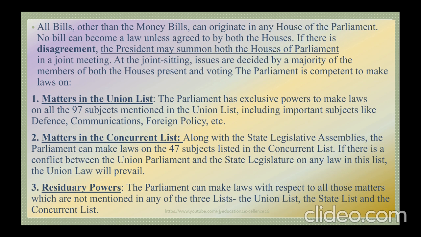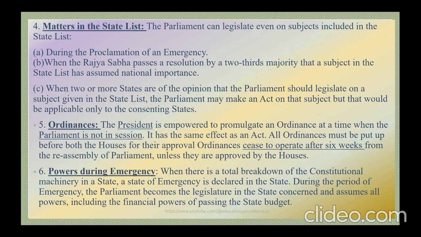Here, the parliament is competent to make law on the matters of state, the matters of union, and the matters of concurrent lists. Let's see how it plays the role in these three lists. State list: as you know, the parliament can legislate even on the subjects included in the state list. But as we discussed in the federal system of government, the state government is free to look after the subjects which come under the state list.